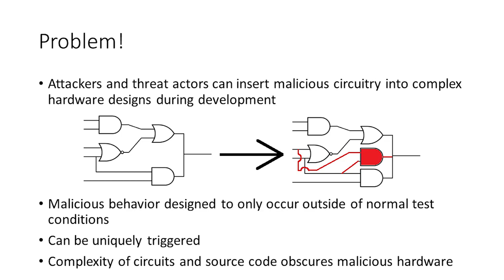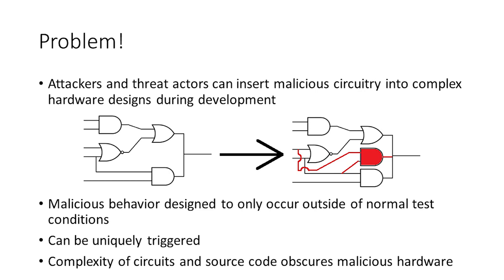So this mechanism of attack on the hardware circuitry can be uniquely triggered. And like I said earlier, the complexity of circuits and the source code can obscure the inserted code or inserted schematic sections such that other system designers don't pick up on it, and they don't recognize the malicious circuit during design and testing verification, since the test cases don't encompass the set of conditions used to activate the section corresponding to malicious activity.